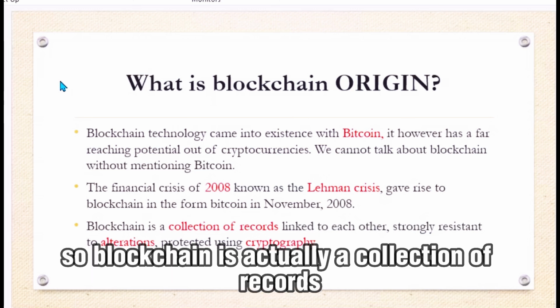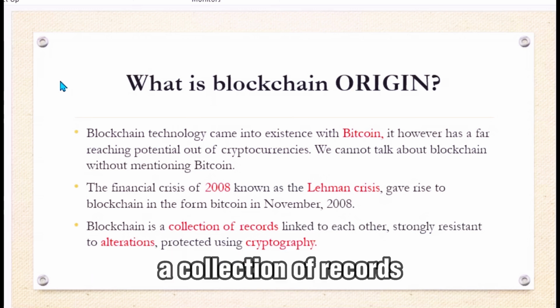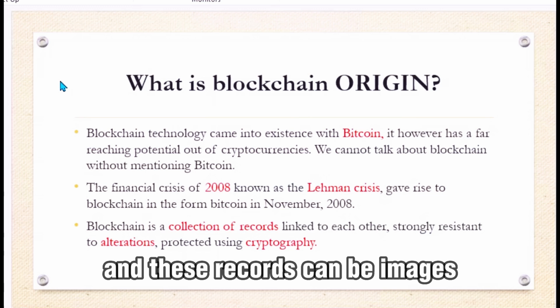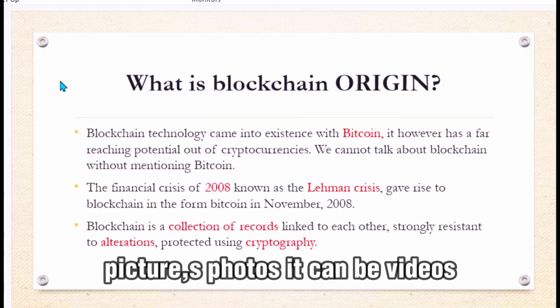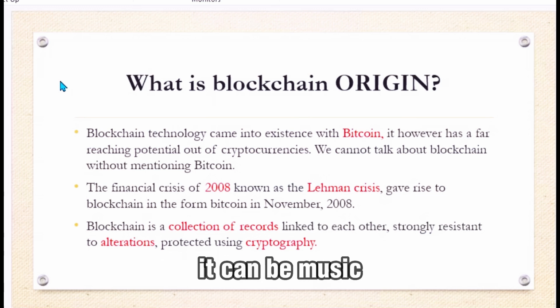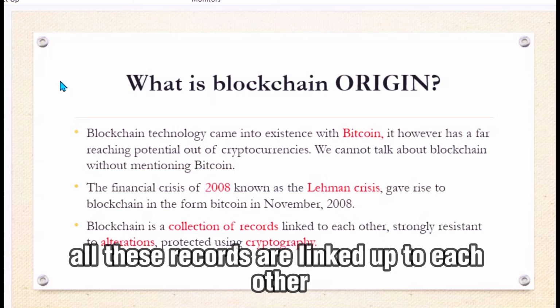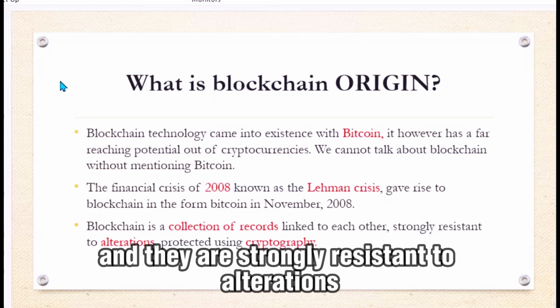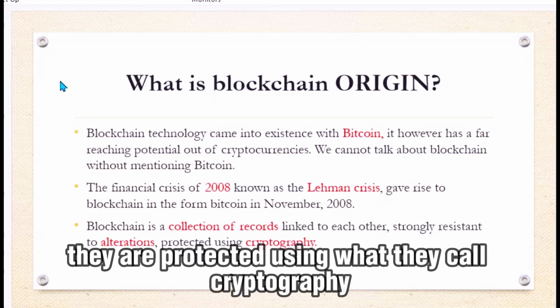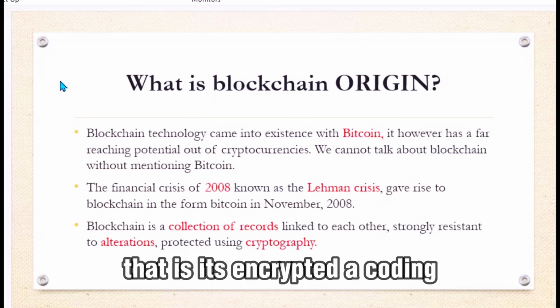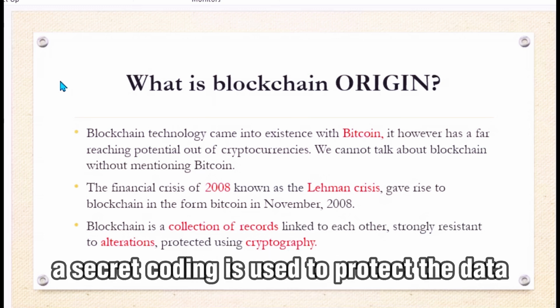So blockchain is actually a collection of records. A collection of records, and these records can be images, pictures, photos, videos, music, or financial transactions. All these records are linked up to each other, and they are strongly resistant to alterations. They cannot be changed. They are protected using what is called cryptography. That is, the data is encrypted. Secret coding is used to protect the data.